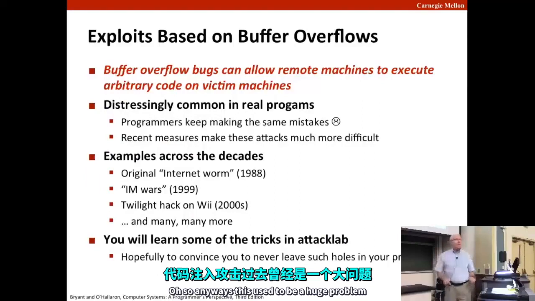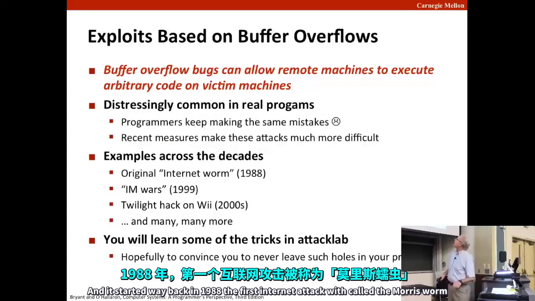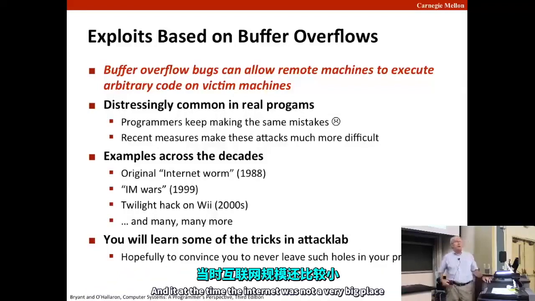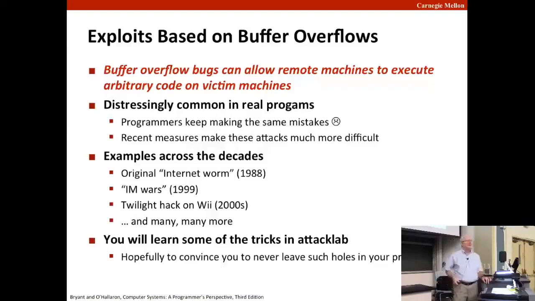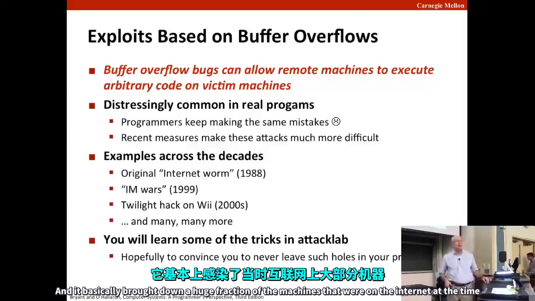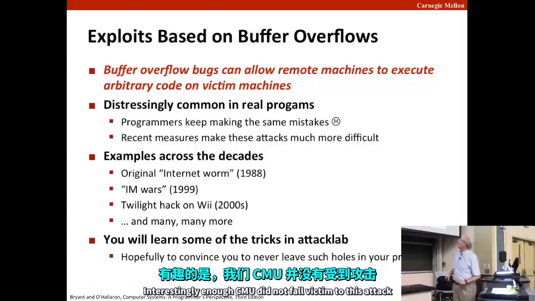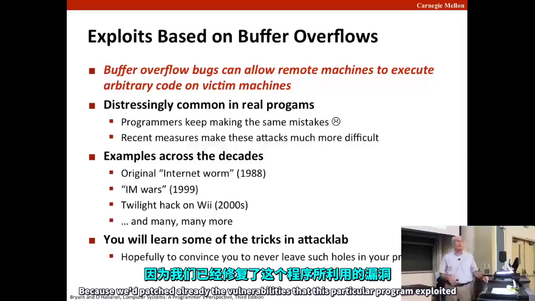So anyways, this used to be a huge problem, and it started way back in 1988. The first internet attack was called the Morris worm, and at the time the internet was not a very big place, and it basically brought down a huge fraction of the machines that were on the internet at the time. Interestingly enough, CMU did not fall victim to this attack because we'd already patched the vulnerabilities that this particular program exploited.